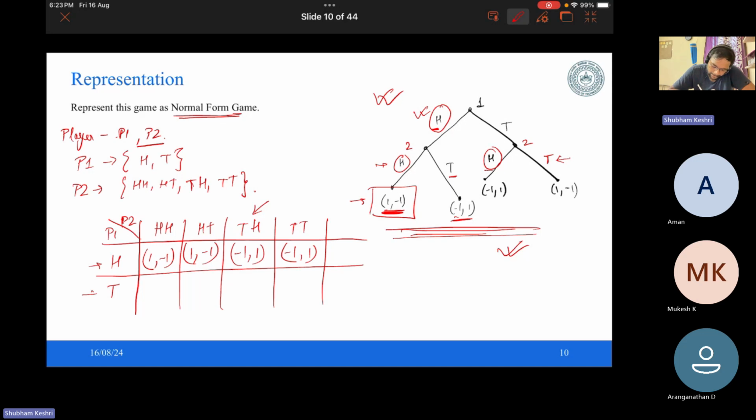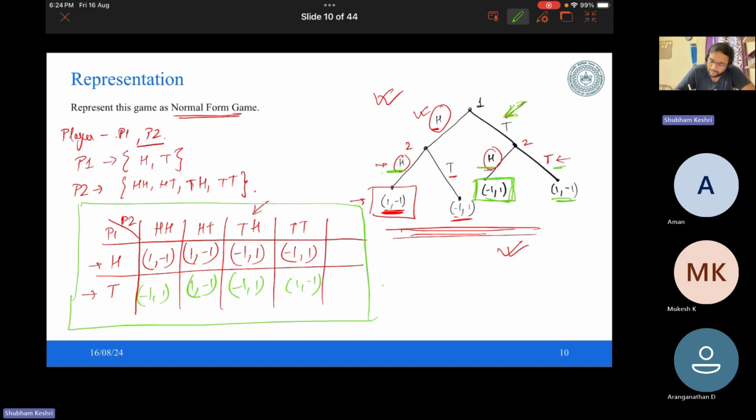All right. When player 1 is playing T, I'll change the color. Player 1 is playing T and player 2 is playing HH. So this will be the place where the game will come and you'll have the utility as minus 1 comma 1. Again, when player 2 is playing HT and player 1 is playing T, this will be the place where the game will come and it will be 1 comma minus 1. And this will again be minus 1 comma 1. You can just confirm, and 1 comma minus 1. So this is the complete representation of this extensive form game in a normal form. So this is the normal form. And now you can easily determine the Nash equilibrium in this game.